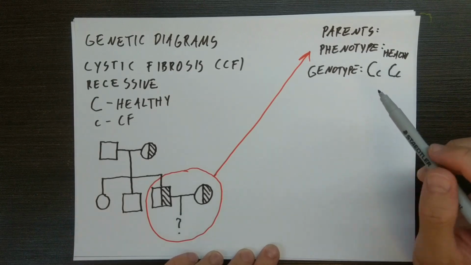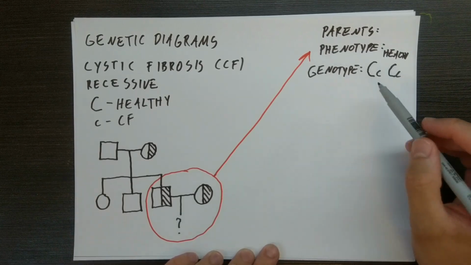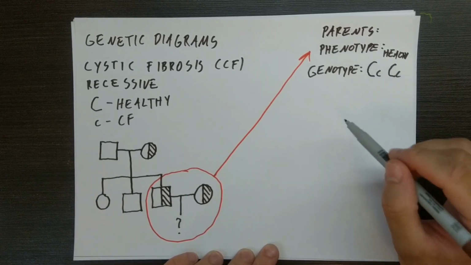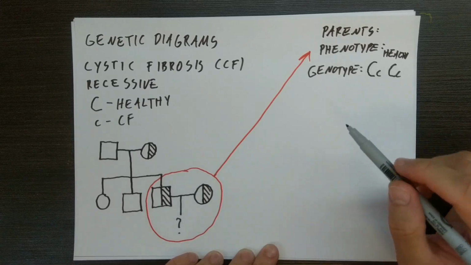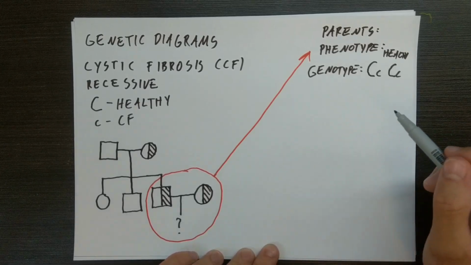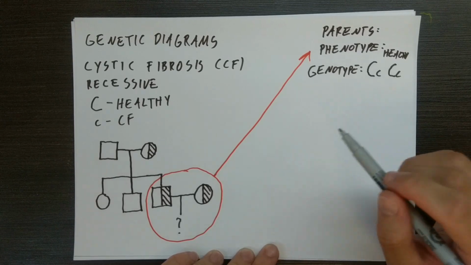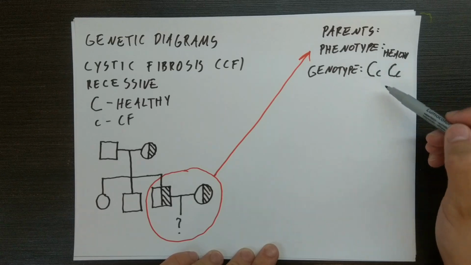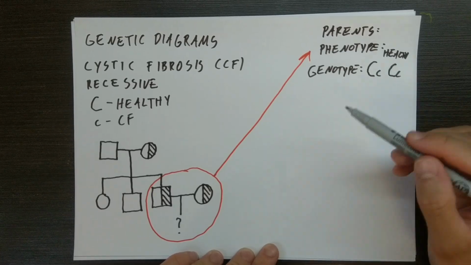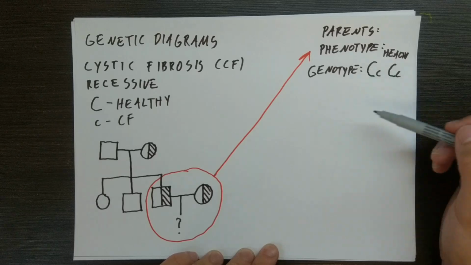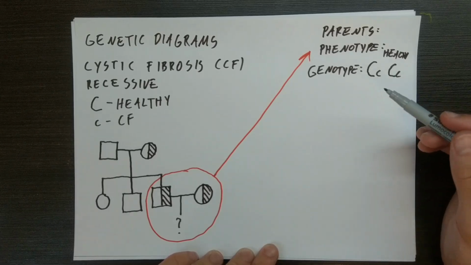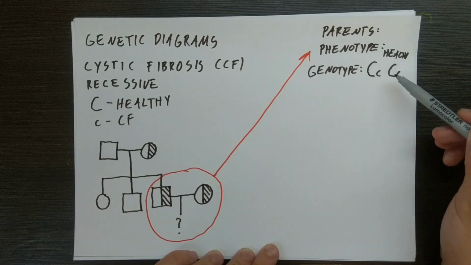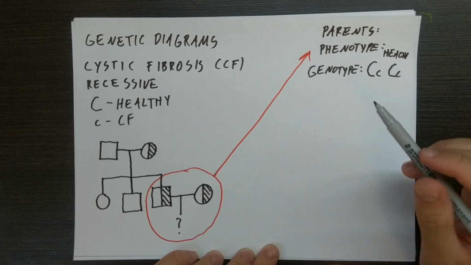Now, if somebody has two of the same version of an allele, they would be called homozygous. Homozygous dominant, if those two alleles are dominant, or homozygous recessive, if those two alleles were recessive. However, if somebody has two different alleles, then for that particular characteristic, for that particular gene, they would be called heterozygous. Now, so these two are actually heterozygous for the cystic fibrosis allele.